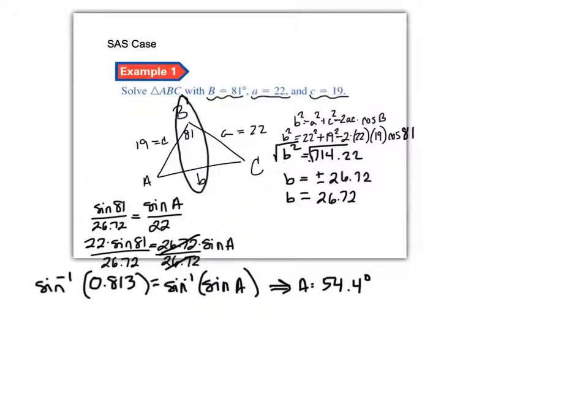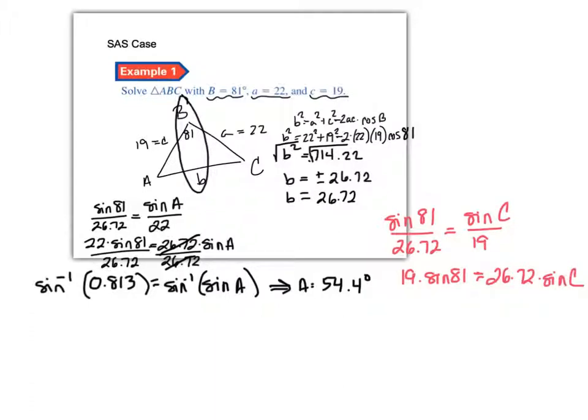Okay, so I just rearranged my screen a little bit to give myself some room. And now I'll go ahead and solve for that last angle C. So I'll go the sine of B again, which was given to me, 81, over side b, which I had to calculate. Hopefully I didn't make a mistake in that, or everything else is going to be messed up, is equal to the sine of C over 19. Okay? And then we're going to go ahead and solve it the same way we did before. 19 times the sine of 81 is equal to 26.72 times the sine of C.